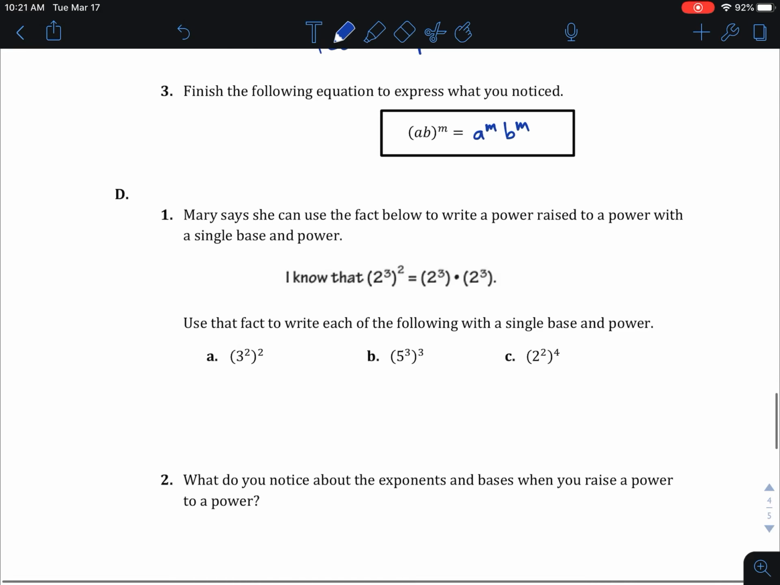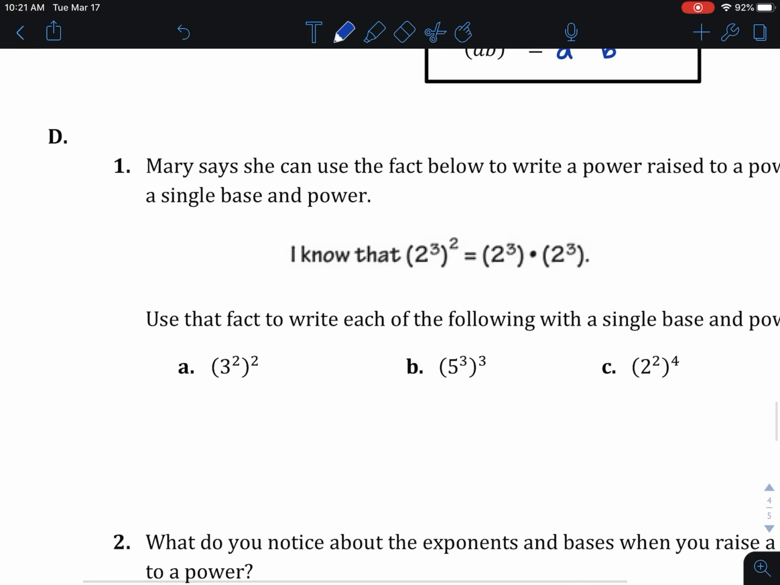So in part D, Mary's got an example. She said that 2 cubed squared is 2 cubed times 2 cubed, which then you can go from there to figure out a relationship. So we're going to try and use that for D number 1a. 3 squared squared. So we're going to use the outside exponent first. So that means 3 squared twice. Well, what does 3 squared mean? Well, that's 3 times 3. Same for that 3 squared. How many 3's are there? 4. See? Just lots of counting. So 2 and 2 somehow made 4.